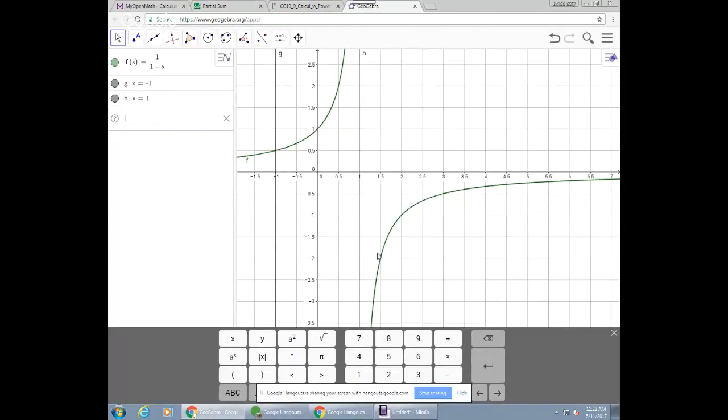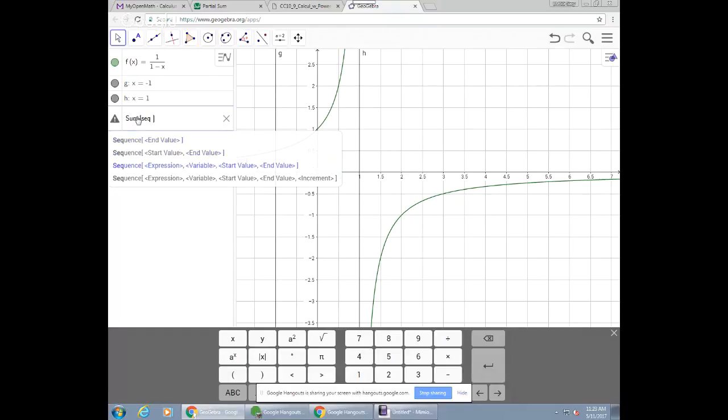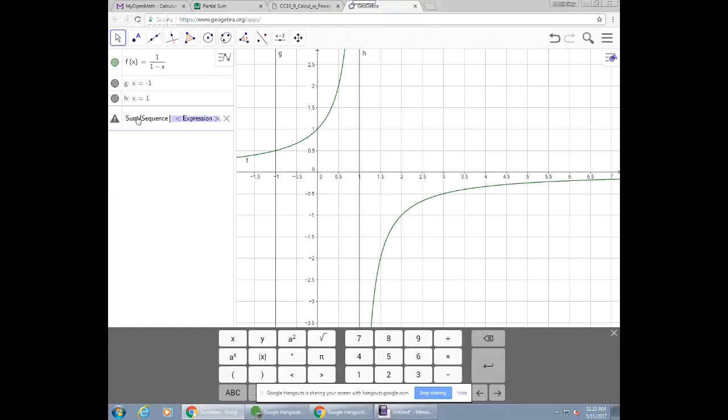All right. So now if I do a sum sequence, I like that one. My sequence is just x raised to the power n. My variable is n. What's my start value here? 0, good job. And my n value, let's go out 10 terms. So we'll do the 10th partial sum.